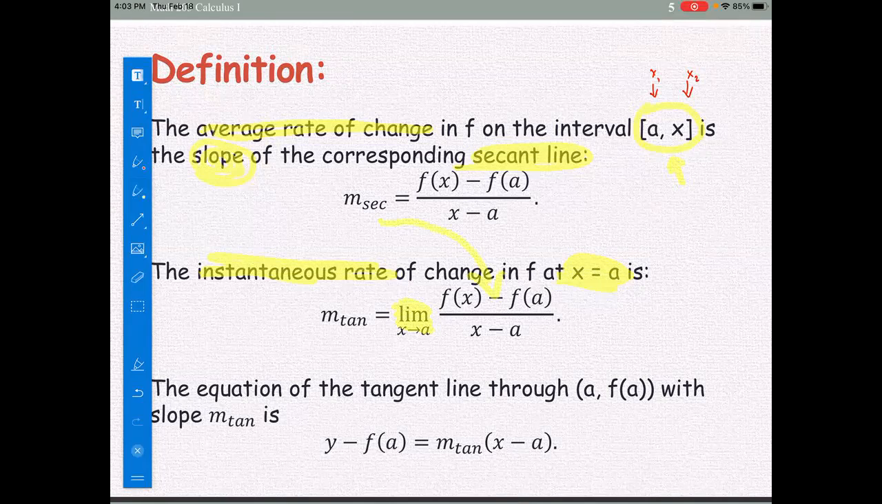The equation of the tangent line through the point a, f of a, with the slope m of the tangent line, is found by y minus f of a equals m of the tangent line times x minus a, which is from the point-slope form, or y minus y1 equals m times x minus x1, as we know, with the ordered pair a, f of a.